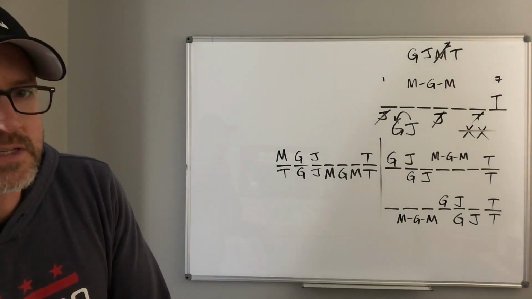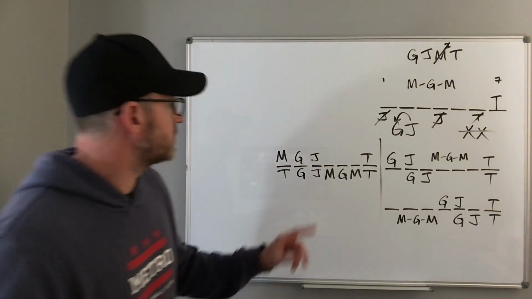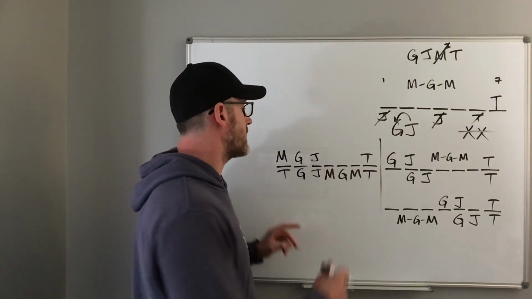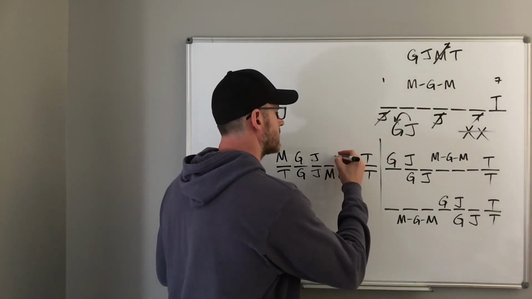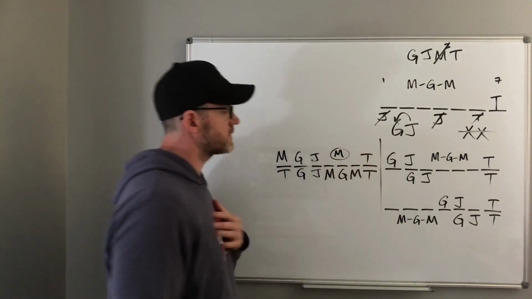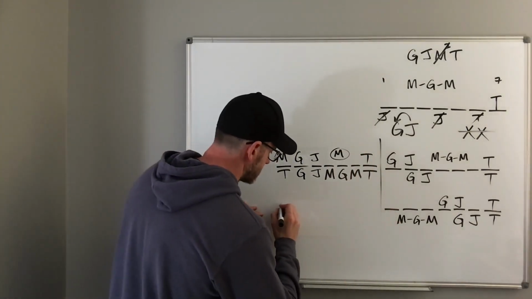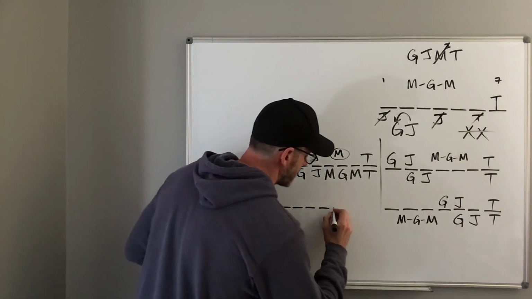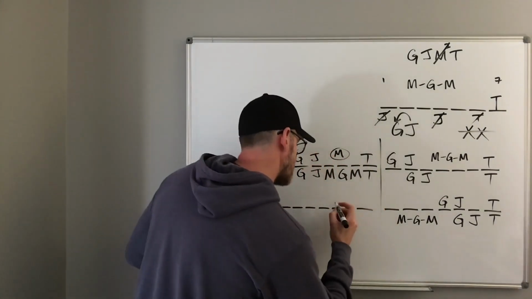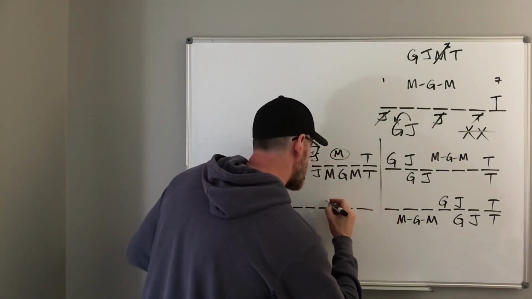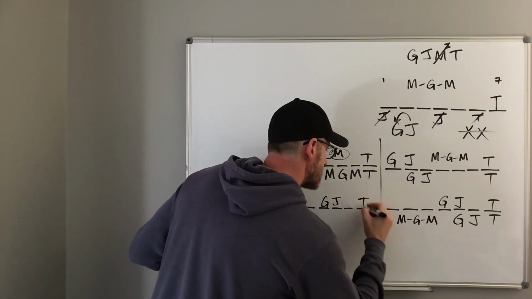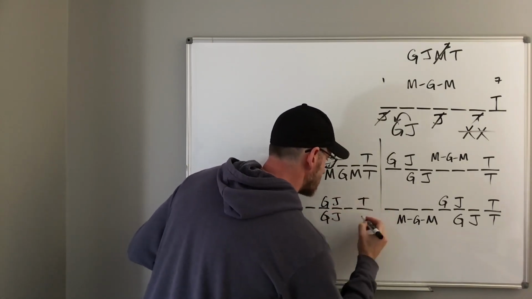Yell at me if that doesn't make sense. This world is still a little fluid. It's got an M somewhere, but I don't really know where that goes. I have the same thing down here, so I'm just going to split this up. 1, 2, 3, 4, 5, 6, 7. I have GJ, T, GJ, T.